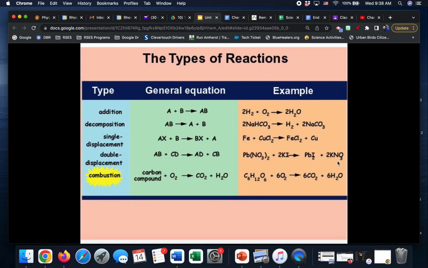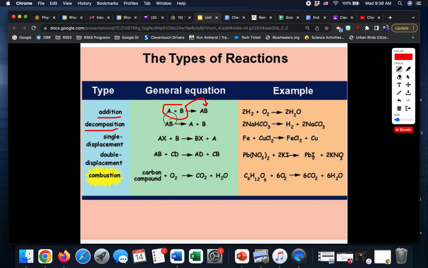So this is a nice summary page. It gives some examples and goes over each type. They say addition. We called it synthesis. Same difference. Remember, in synthesis, two separate things combine to form one. The opposite is decomposition. We break down one thing into more than one thing. Single displacement, you always have something by itself that replaces something that was in a compound. Double displacement, you have two compounds, two things combined that both switch places. And then combustion, got to have O2 on the left side, CO2 and H2O on the right.